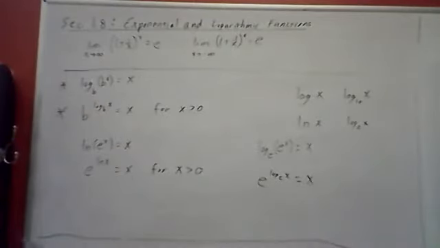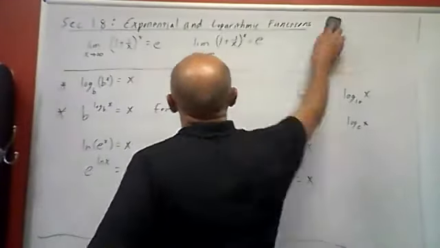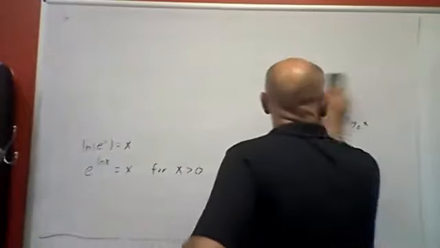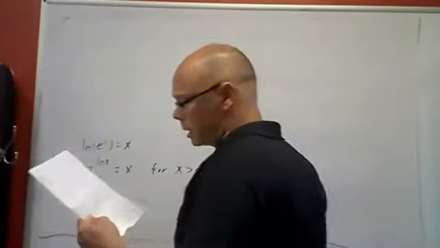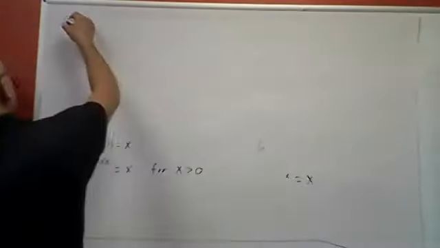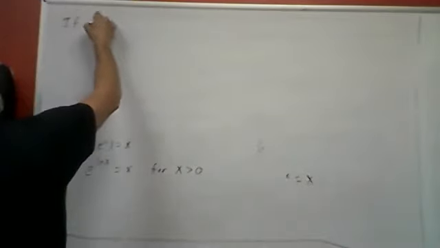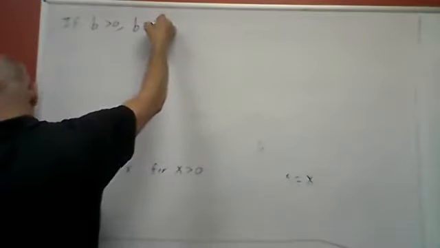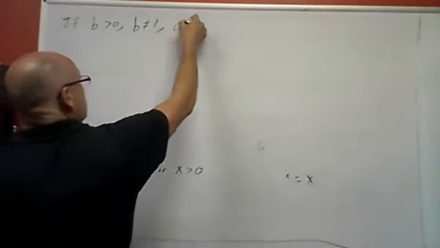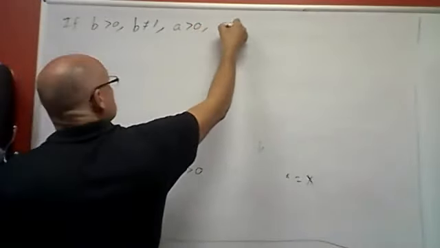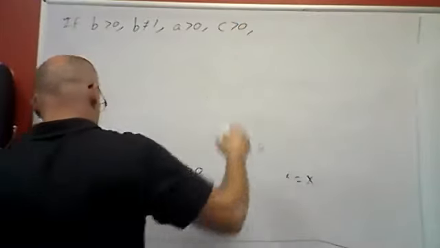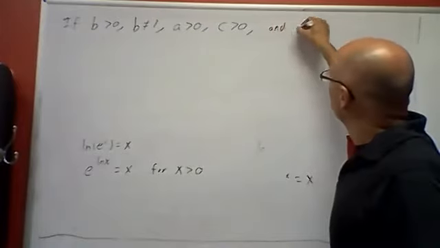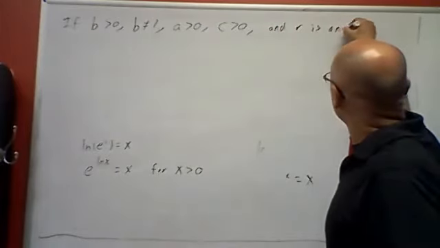Okay, let's look at the theorem that we have next in the notes. So we have a theorem that says this. If b is greater than 0, and b is not equal to 1 as well, a is greater than 0, c is also greater than 0, and r is any real number, then we have this.